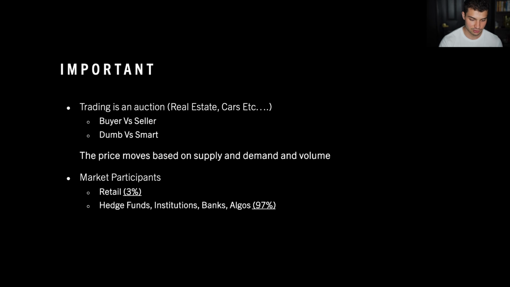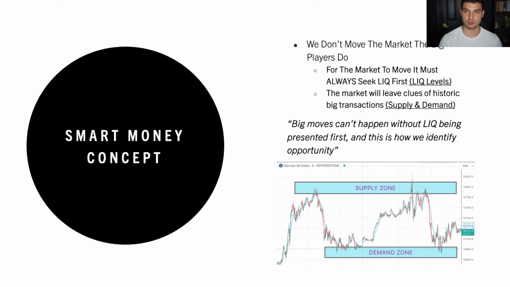Because like I said in this slide right here, we are the retail traders. We're 3%. That's very low. 97% are these billionaires, institutions, hedge funds. They're the ones moving the market. So smart money concept helps us understand that in a simple way, all right? We don't move the market, the big players do.